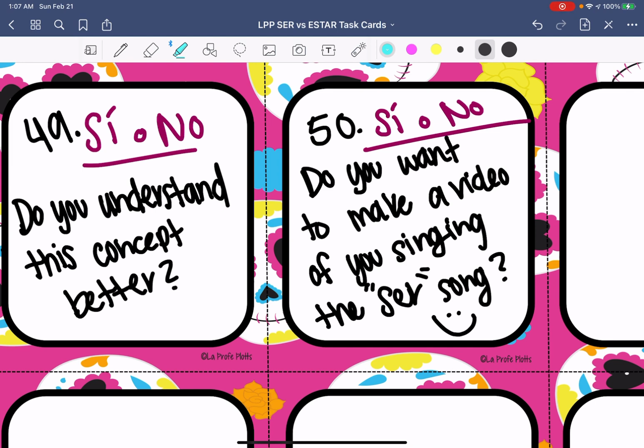You can't get this wrong, guys. So give me your actual opinion. You cannot get these two wrong. Whether you say yes, you understand the concept better, or no, you don't understand it, you will not get this incorrect. They're two freebies.